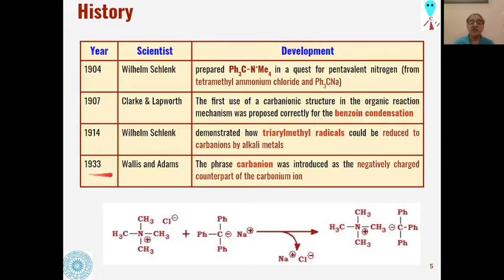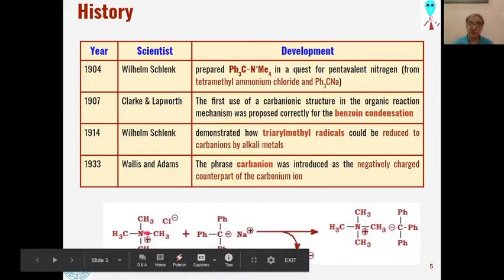Then in 1933, Wallis and Adams introduced the word carbanion for the first time, as the negatively charged counterpart of the carbocations. So this is the first example: tetramethyl ammonium chloride when reacted with triphenylmethyl sodium gave us this type of compound. This was the first compound which was isolated by W. Schlenk.